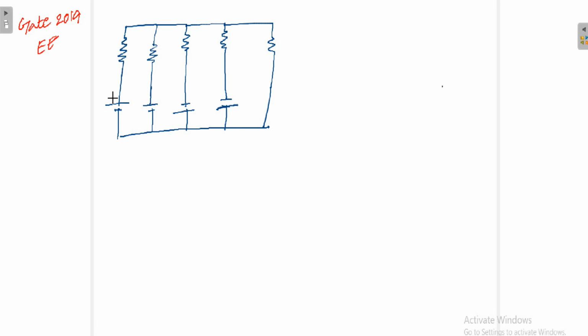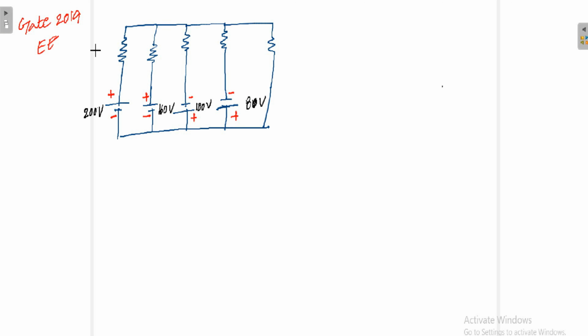So this is your positive polarity, negative polarity, positive polarity, negative polarity, negative polarity, positive polarity, negative polarity, and positive polarity. And the values they have given are 200 volts, 160 volts, 100 volts, and 80 volts.